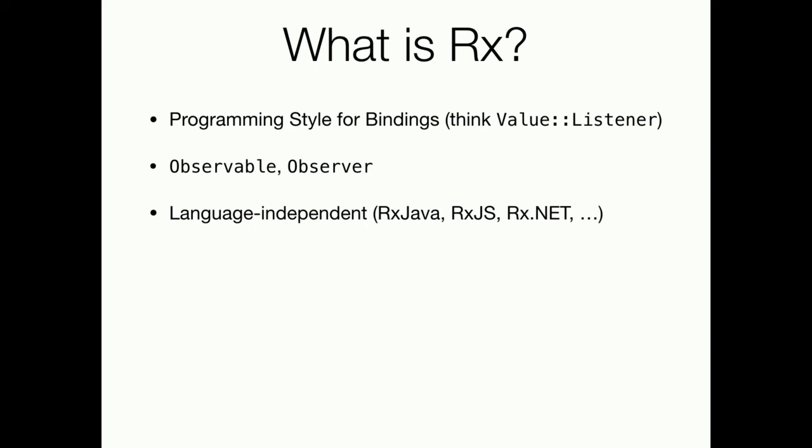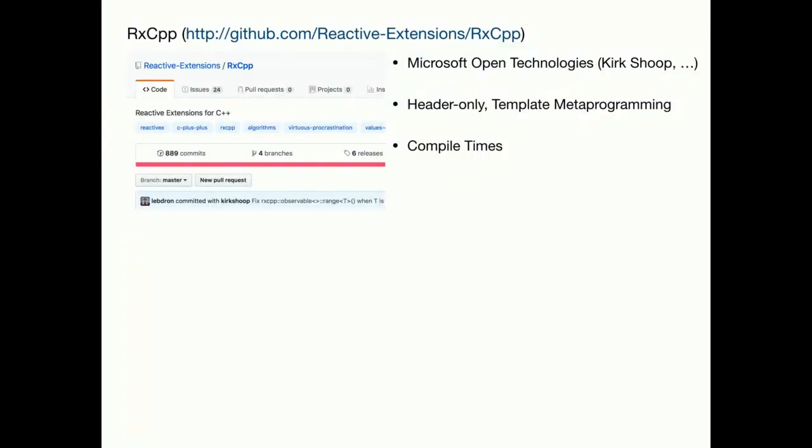the observer pattern. And the nice thing about RX is that it's language independent, so the class names and method names are all the same, even if you go to RxJava, RxJS, RX.NET, and that makes it easy to learn this kind of language or the names, and you can use them wherever you want. So in C++, we have one library from Microsoft Open Technologies, which is called RxCpp.